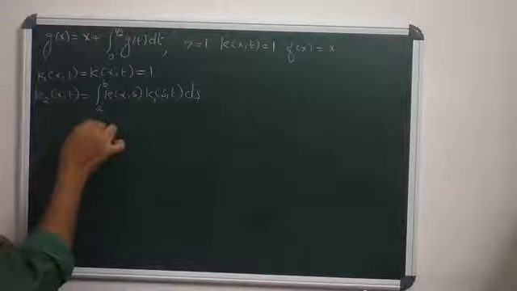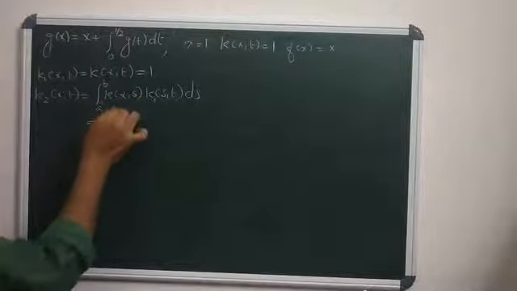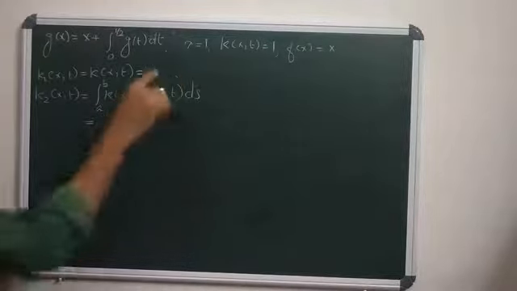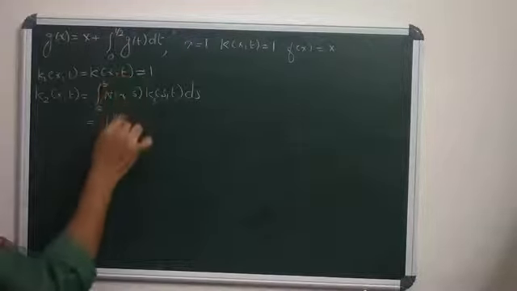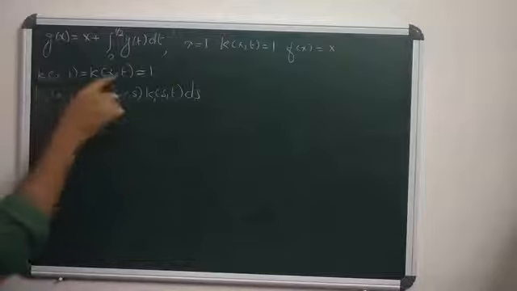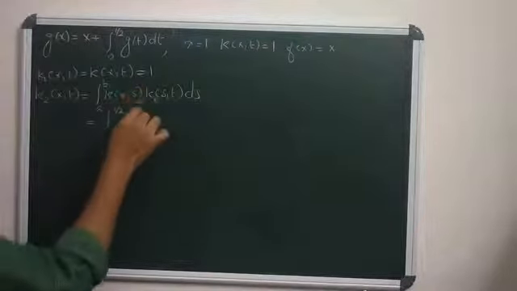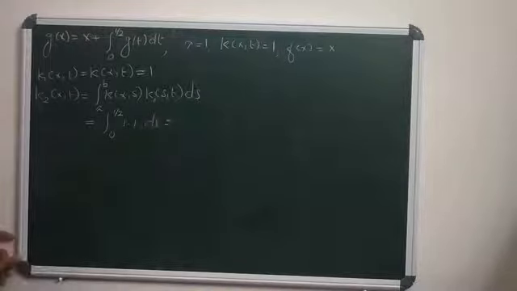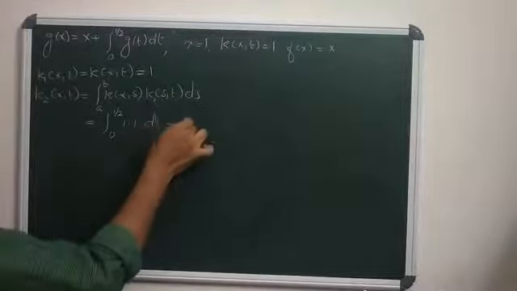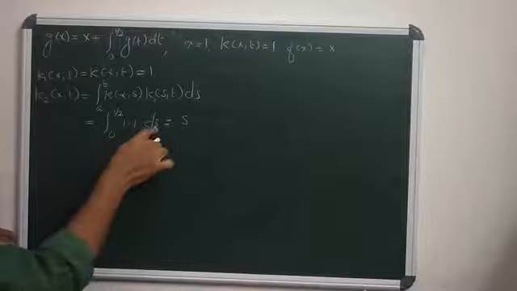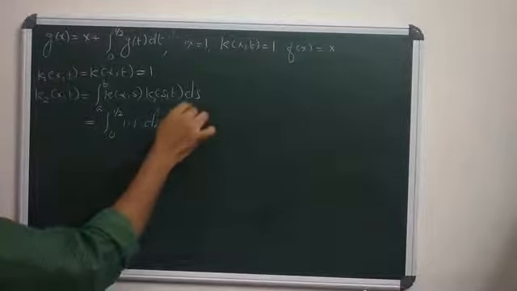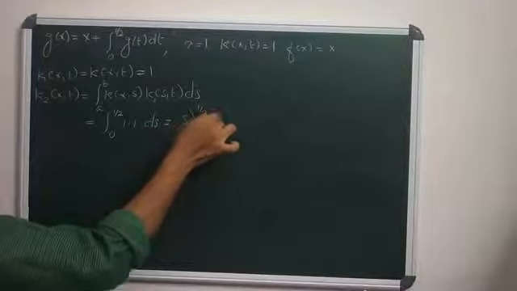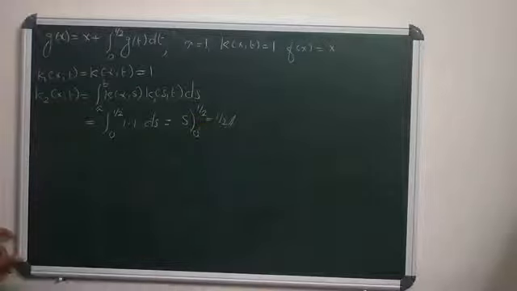K2(x,t) equals integral k(x,s) k1(s,t) ds. So that equals integral a to b, which means integral 0 to half. k(x,s) is 1, k(s,t) is again 1 because it is constant, so 1 into ds. The integral of 1 ds is s from 0 to half, which equals 1 by 2. So k2(x,t) equals 1 by 2.